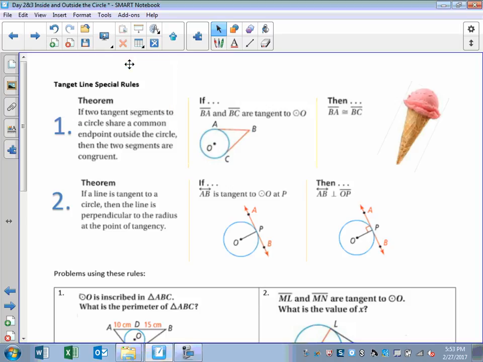Welcome to Unit 9, Lesson 3, Part 3, the final part of this lesson. In this part, we're just going to be looking at the tangent line special rules.